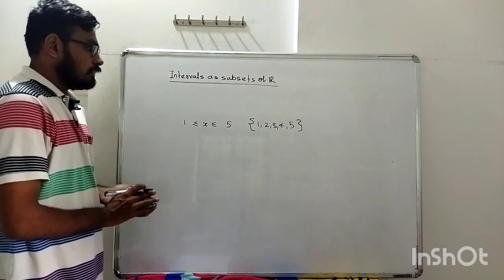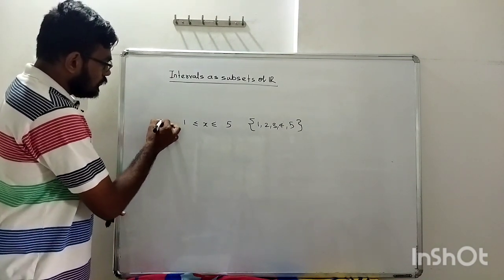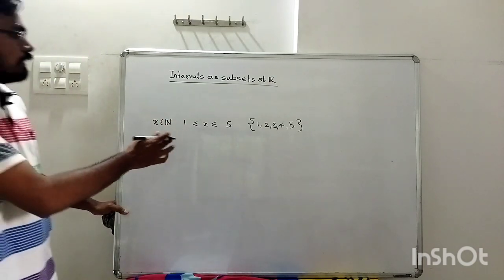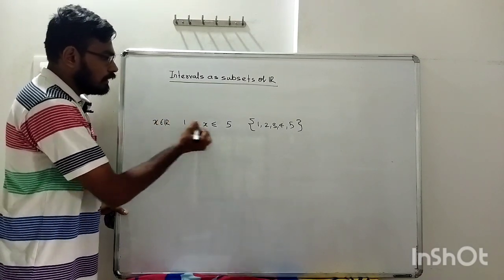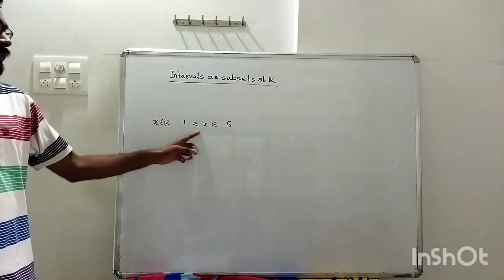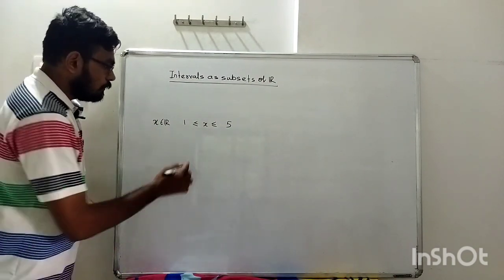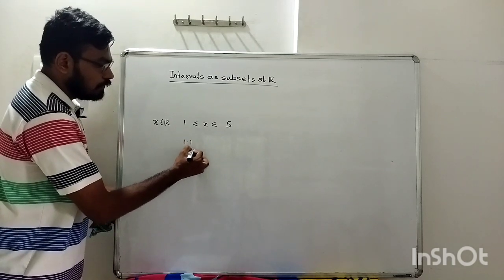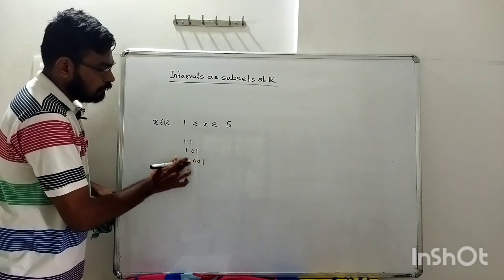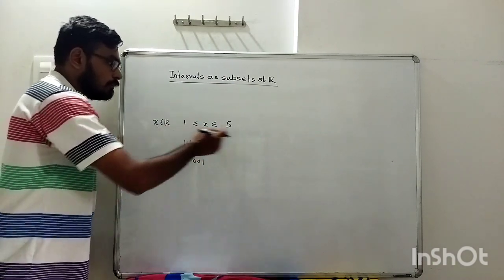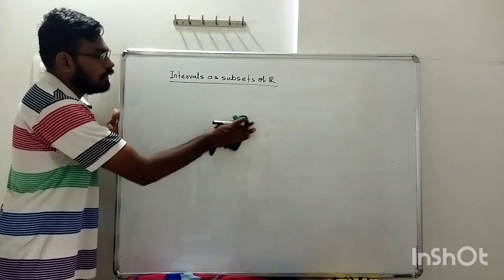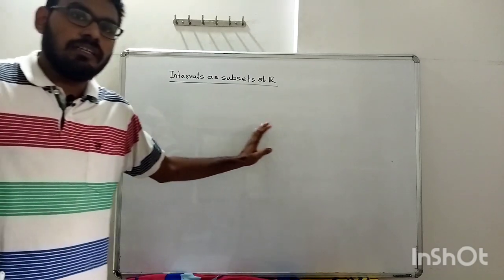Now if you are asked x belongs to N, or x belongs to Z, or x belongs to integers, you can easily write this set. But if you are asked x belongs to R, how to write this? Because there are infinitely many real numbers between these two. See, 1.1 also is a real number, 1.01 also is a real number, 1.001. So near 1 only there are many numbers. Imagine how many numbers will be there in this. So how we write this? We can't write it in the set in roster form.